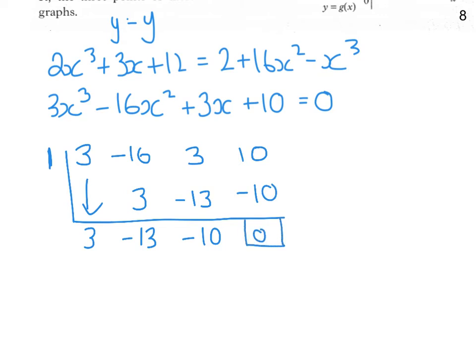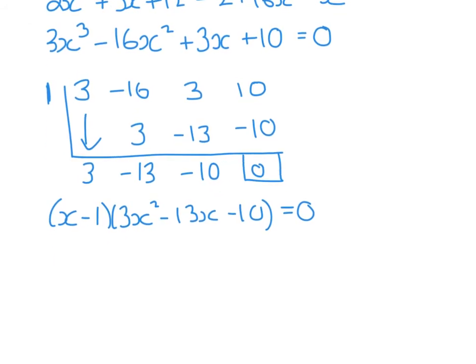Now, that means when we factorise it, we have x take away 1, and then your quotient is 3x squared minus 13x minus 10. Okay, and we need to fully factorise this. Now, remember this was all equal to 0. So let's factorise the trinomial.